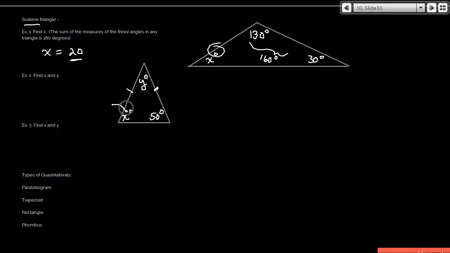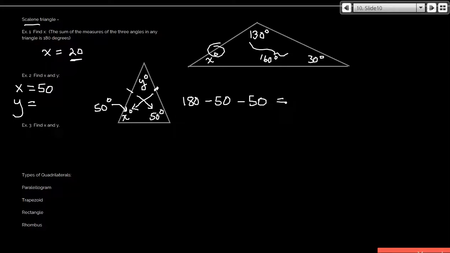So we know x has to be the same. This one has to equal this one, so x has to equal 50 degrees. So there we go. We have two of the angles, and we just have to find a third. So we have x is 50, and y is going to be 180 minus 50 minus 50, and so we're going to get that it's 80. So y is 80.